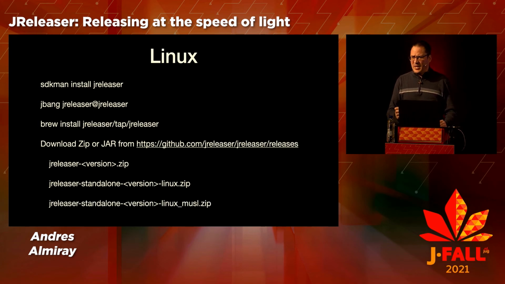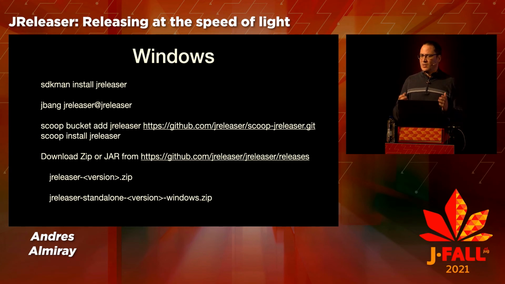For Linux, they're pretty much the same options: SDKMAN, JBang, Homebrew, or download a zip file, for which the standalone version has two flavors. One is compiled for Ubuntu-compatible platforms, I would say. This is a JDK that is compiled with glibc, and the other is compiled with musl. So this is the one that you will run if you are using Linux Alpine. Finally, on Windows: SDKMAN, JBang, Scoop instead of Homebrew, and of course, download a particular zip file for your platform.